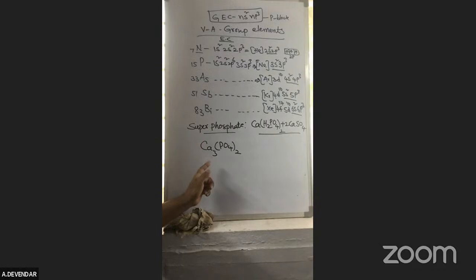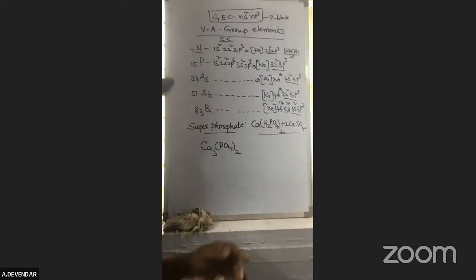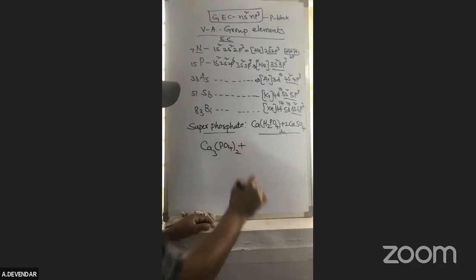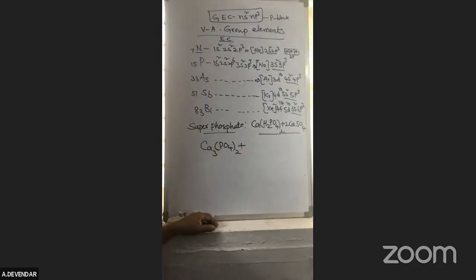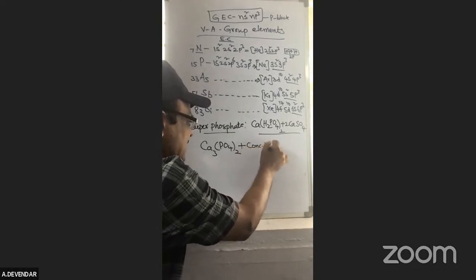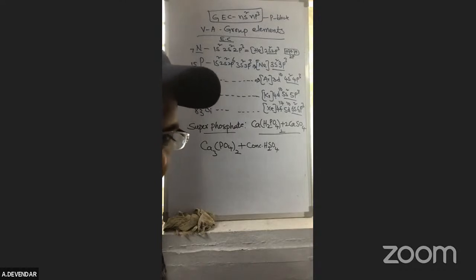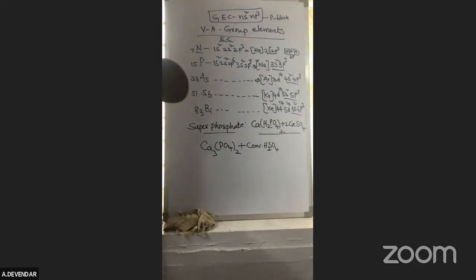It is also called bone ash. First, you have to crush it into a fine powder. The calcium phosphate or rock phosphate is made into a fine powder, and this fine powder is taken in one major tank. There is a big tank and it is dipped into concentrated sulfuric acid. That means it is dissolved in concentrated sulfuric acid and kept aside in a dark room for about 48 hours.